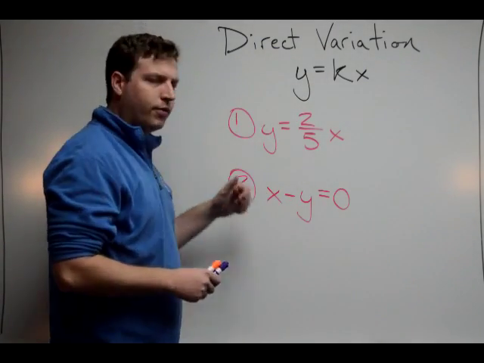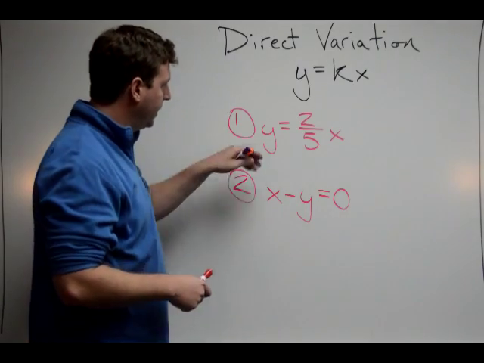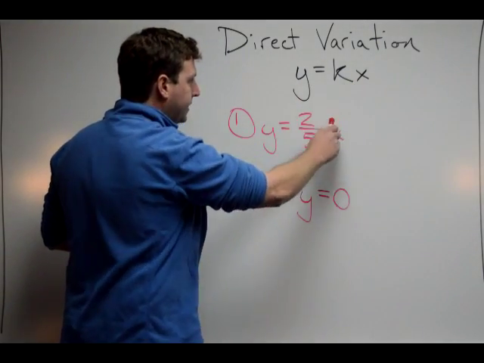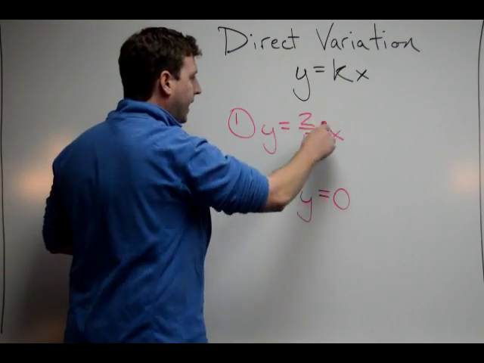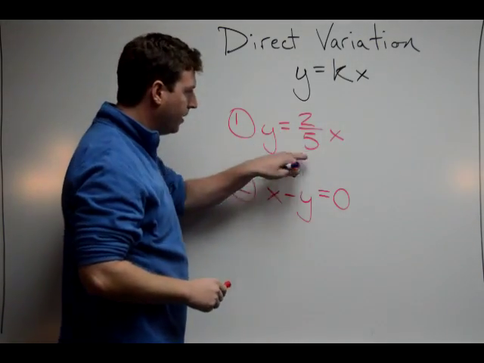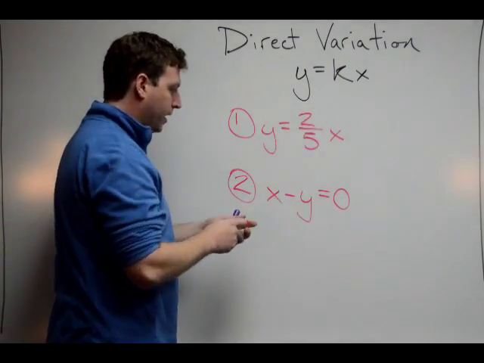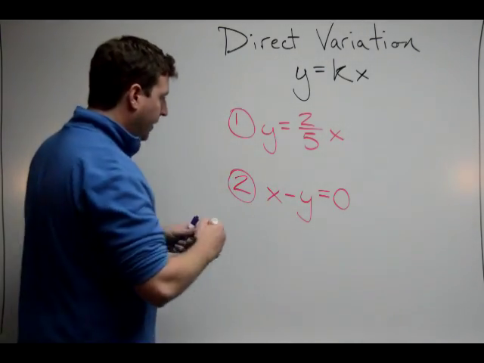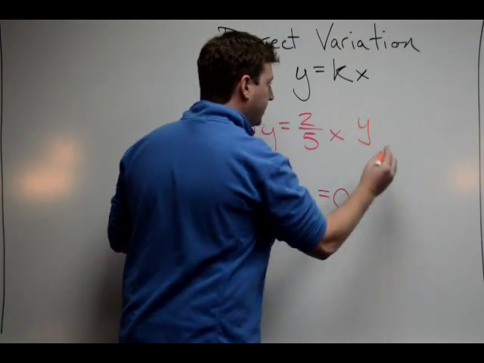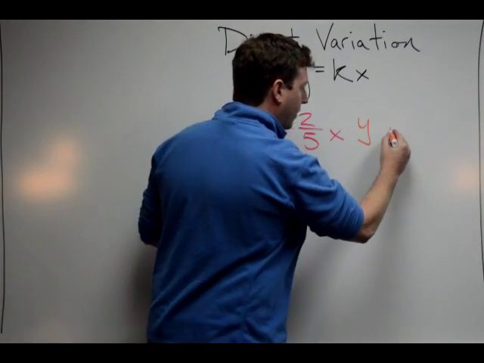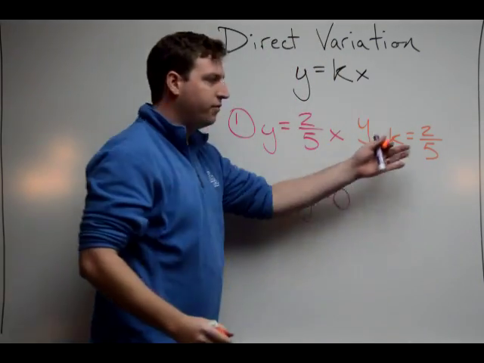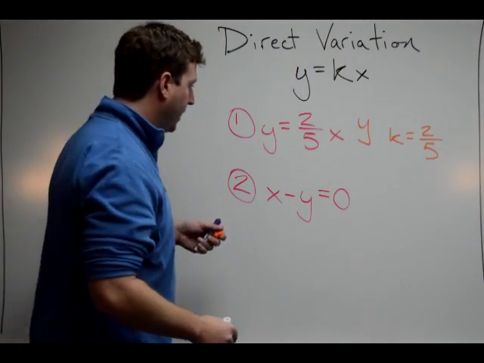So looking at this first example, it seems pretty clear on this one. My y's line up, my equal sign, my x's, and the only thing here is my k, and it looks like if I replace that here, it fits perfectly. So this one I'm going to say is a direct variation. I'm going to say yes on this one, and my k value is 2/5, right? Pretty simple there.